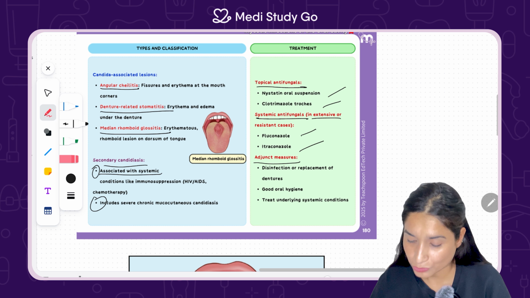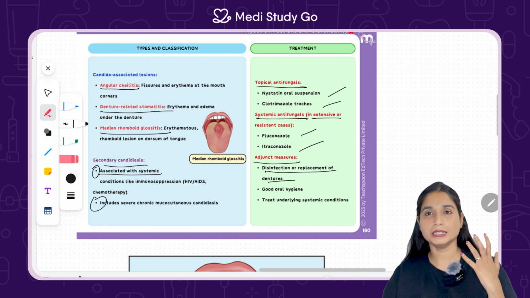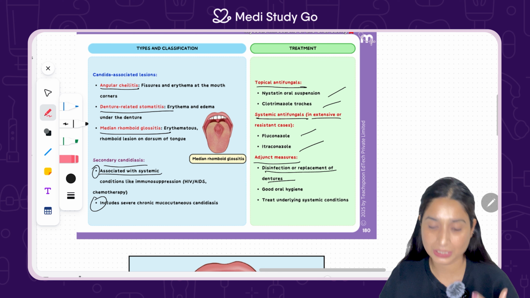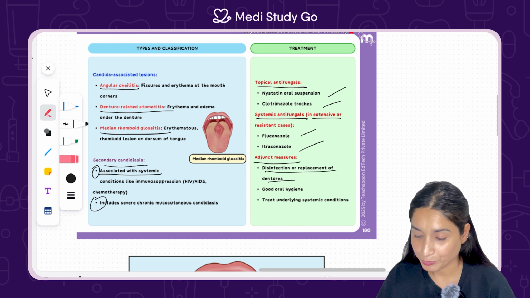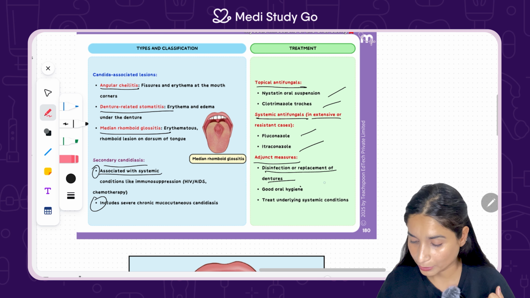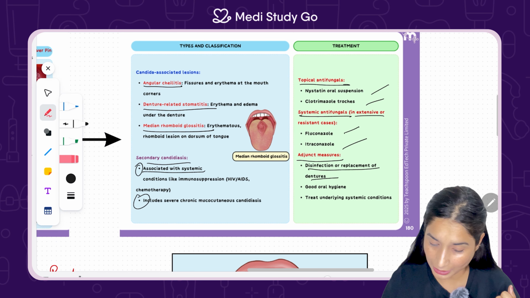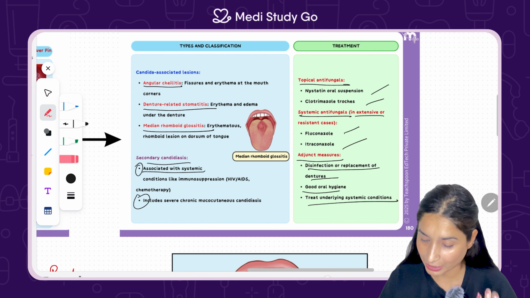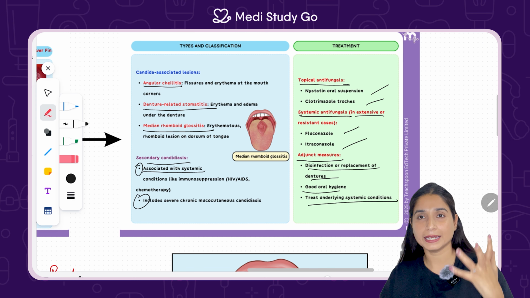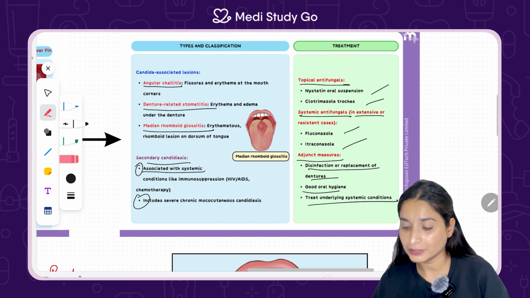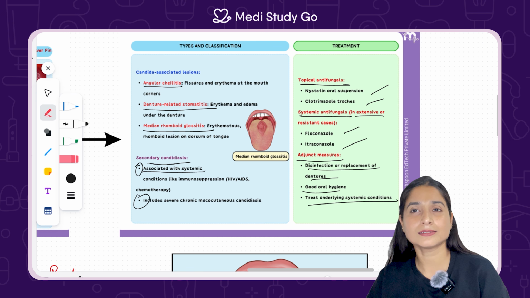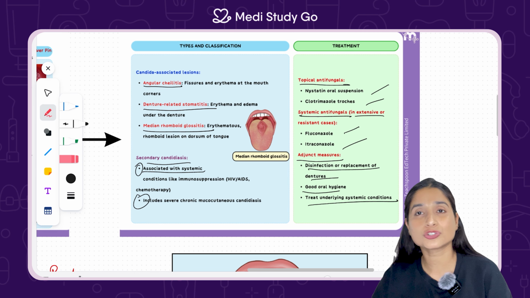And other measures which you can take, safety measures, that is disinfection or replacement of denture if it is related to the denture associated condition, like we have seen denture related stomatitis, then replacement of denture, and maintain good oral hygiene. And of course, if there is any underlying disease, like we have studied HIV, AIDS or chemotherapy, then treat the underlying systemic condition. So these are the various treatments for candidiasis.